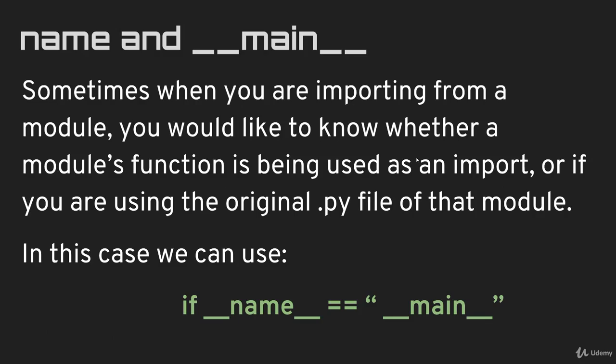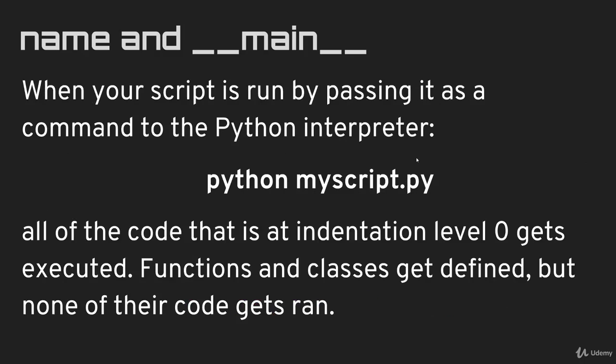Sometimes when you are importing from a module, you would like to know whether a module's function is being used as an import or if the original .py file you're working with already has that function into play. So for example, if you run a script file at the command line and you notice that you're calling some function called hello, you would like to know whether hello has been imported from another script or if hello was defined in the script that you're actually running. And in order to do that, you can use this line of code, if __name__ is equal to __main__.